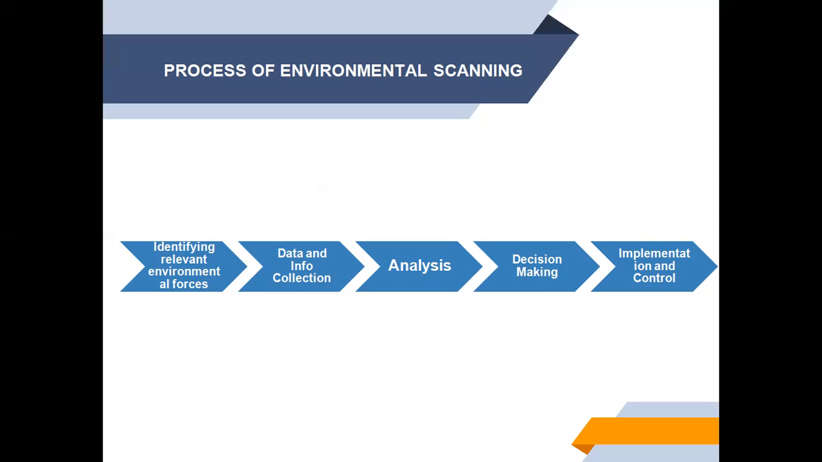So first of all, identify the relevant environmental forces, then data and information collection. It is quite important that the data and information is taken from relevant sources. Once you gather the data and information regarding the relevant forces, we need to analyze it. Once the analysis is done, a decision has to be taken on what to do and what not to do, and then implementation and control.